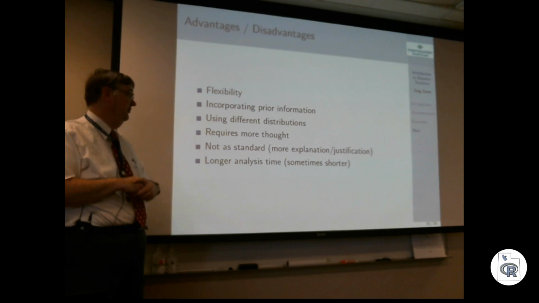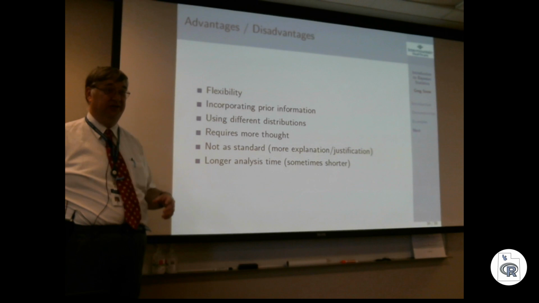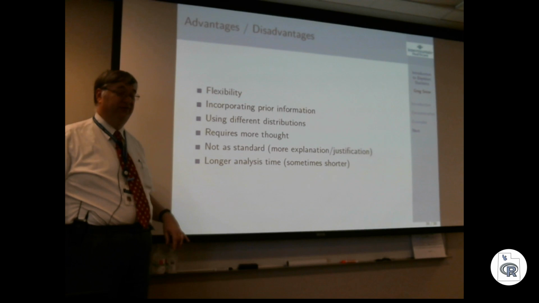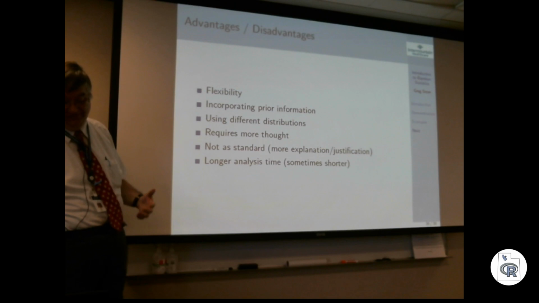It's not a standard yet, so if you want to publish something, you might have to give a little bit more explanation rather than just saying we did a t-test or we did a regression. You have to explain a little bit more. And sometimes the analysis time is longer, though I've had some frequentist analyses that have stalled on me and have been taking forever, and the Bayesian actually still just took half an hour or so.